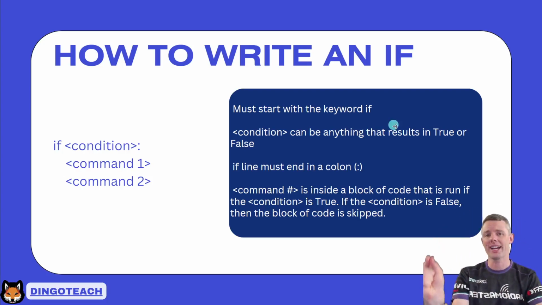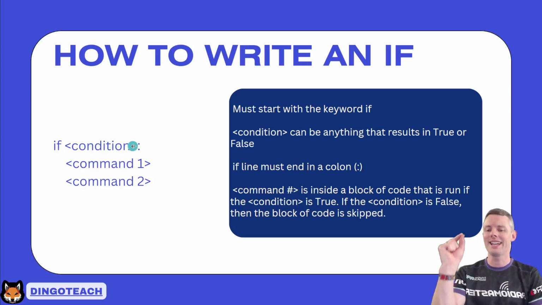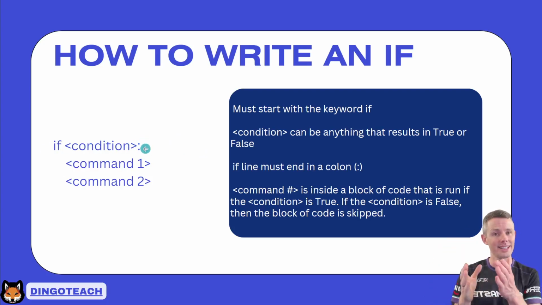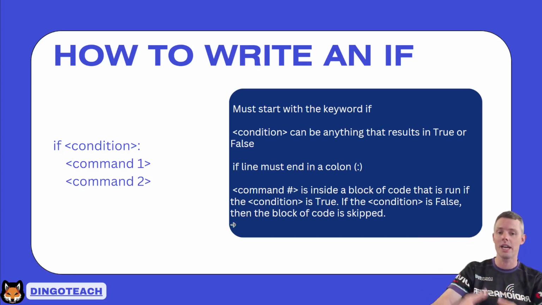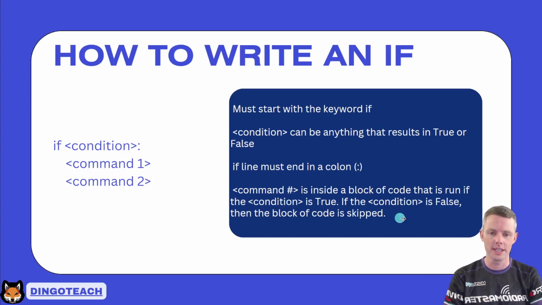It must be followed by a condition, and a condition is anything that results in a true or results in a false. Okay, so you can literally write the word true or false. You can write any comparison. You can use any logic operator. It's entirely up to you. The if line must then end with a colon because that's what Python expects. And the next line must have an indent, and then you can write as many commands as you want. In fact, you can write another if statement inside that. I don't recommend it, but we'll talk about that in a future video. It's called nested if statements. Okay, so this is the structure.